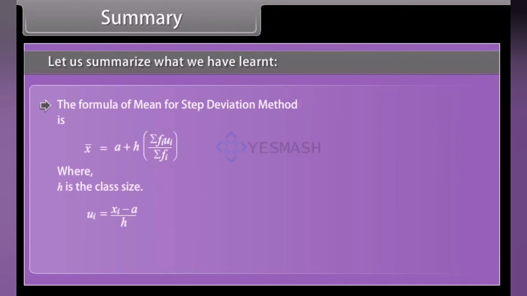The formula of mean for step deviation method is assumed mean plus h multiplied by summation of the product of fi and ui divided by summation of fi, where h is the class size, and ui equals (xi minus a) divided by h.